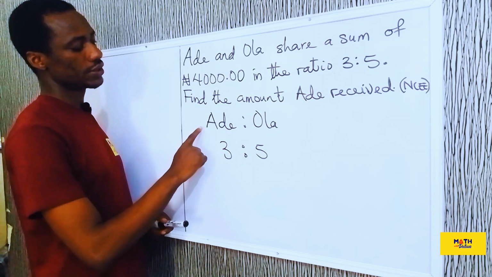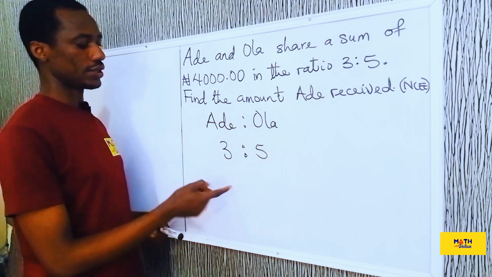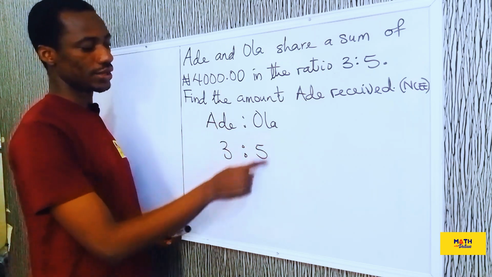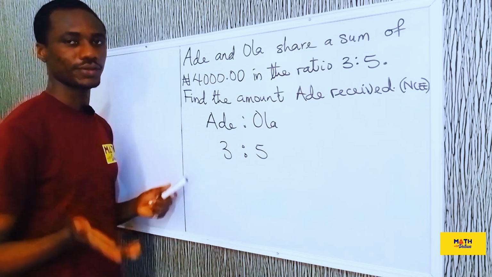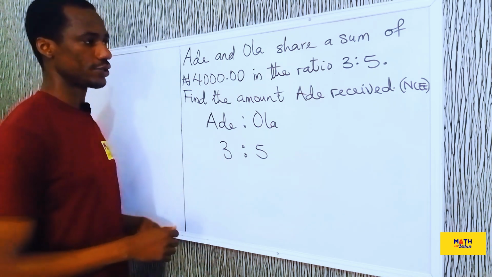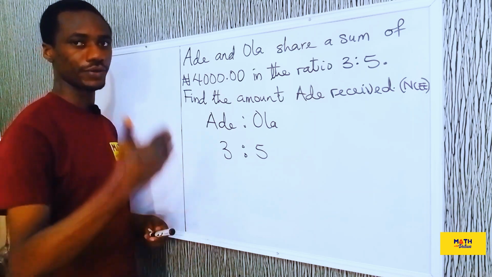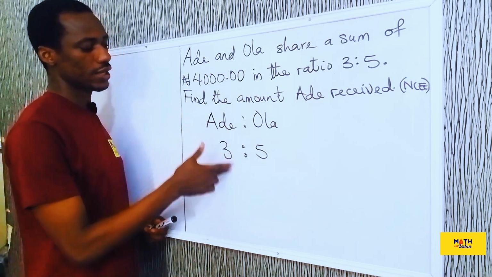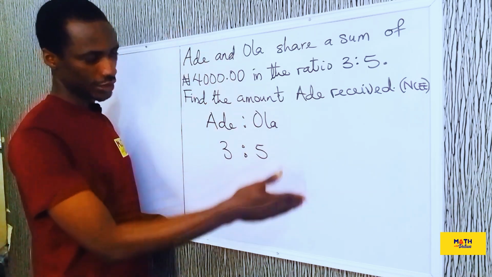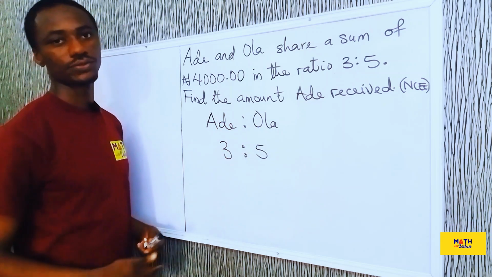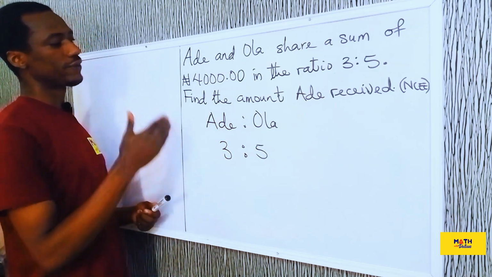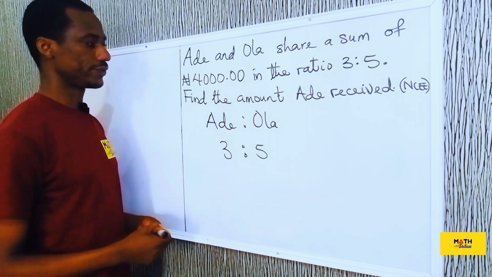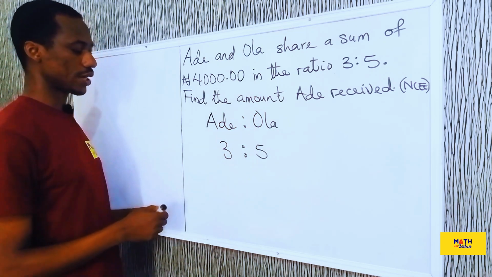I told you about the respective order of ratio. This is Ade, Ola, so that means Ade has 3, Ola has 5. You don't mix it up. Once you mix it up, you get the wrong answer, please. So just take note of the order of appearance. The one that comes first has the first ratio. The second guy has the second ratio. So we are to find the amount Ade received, okay? So we don't need to waste time on that.